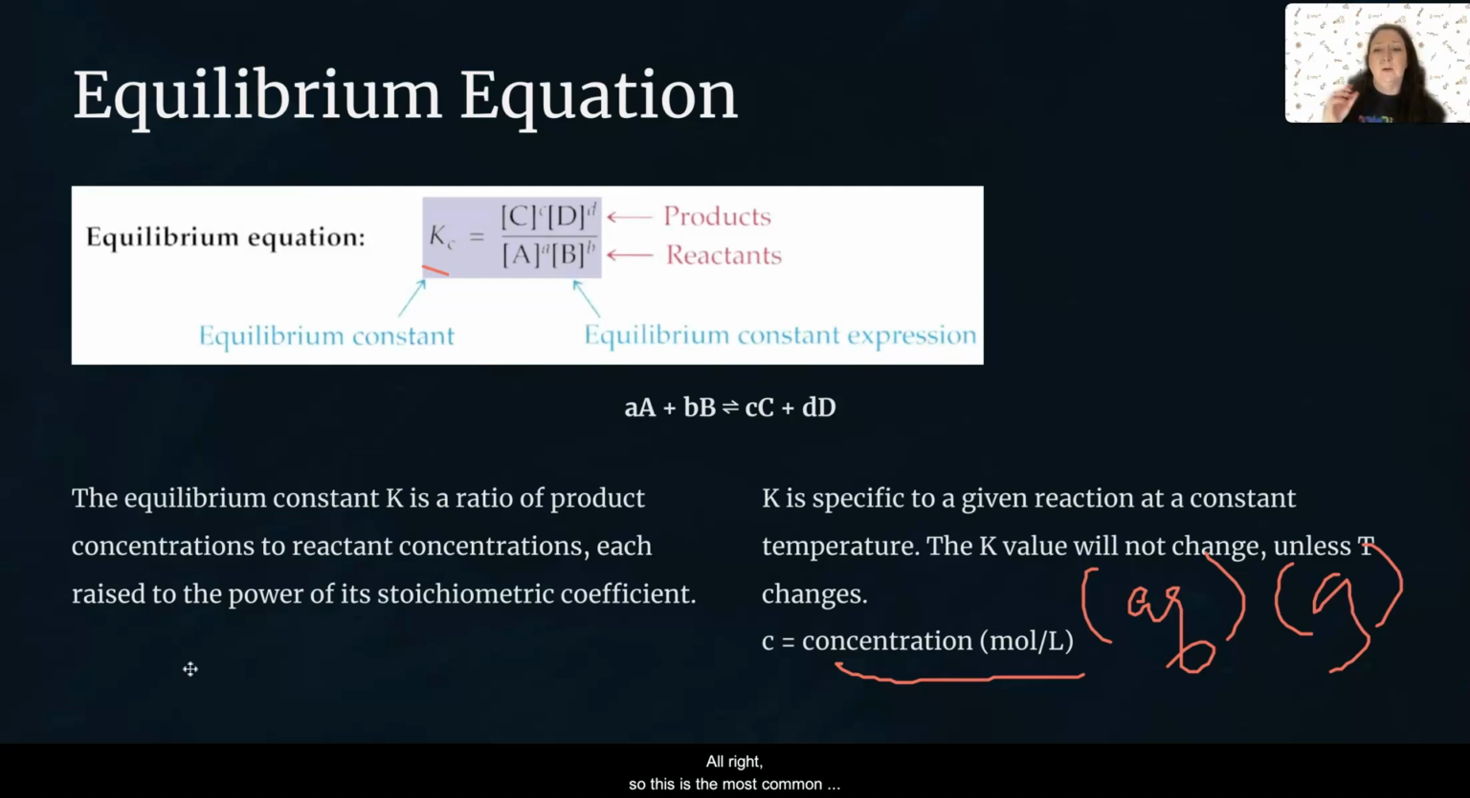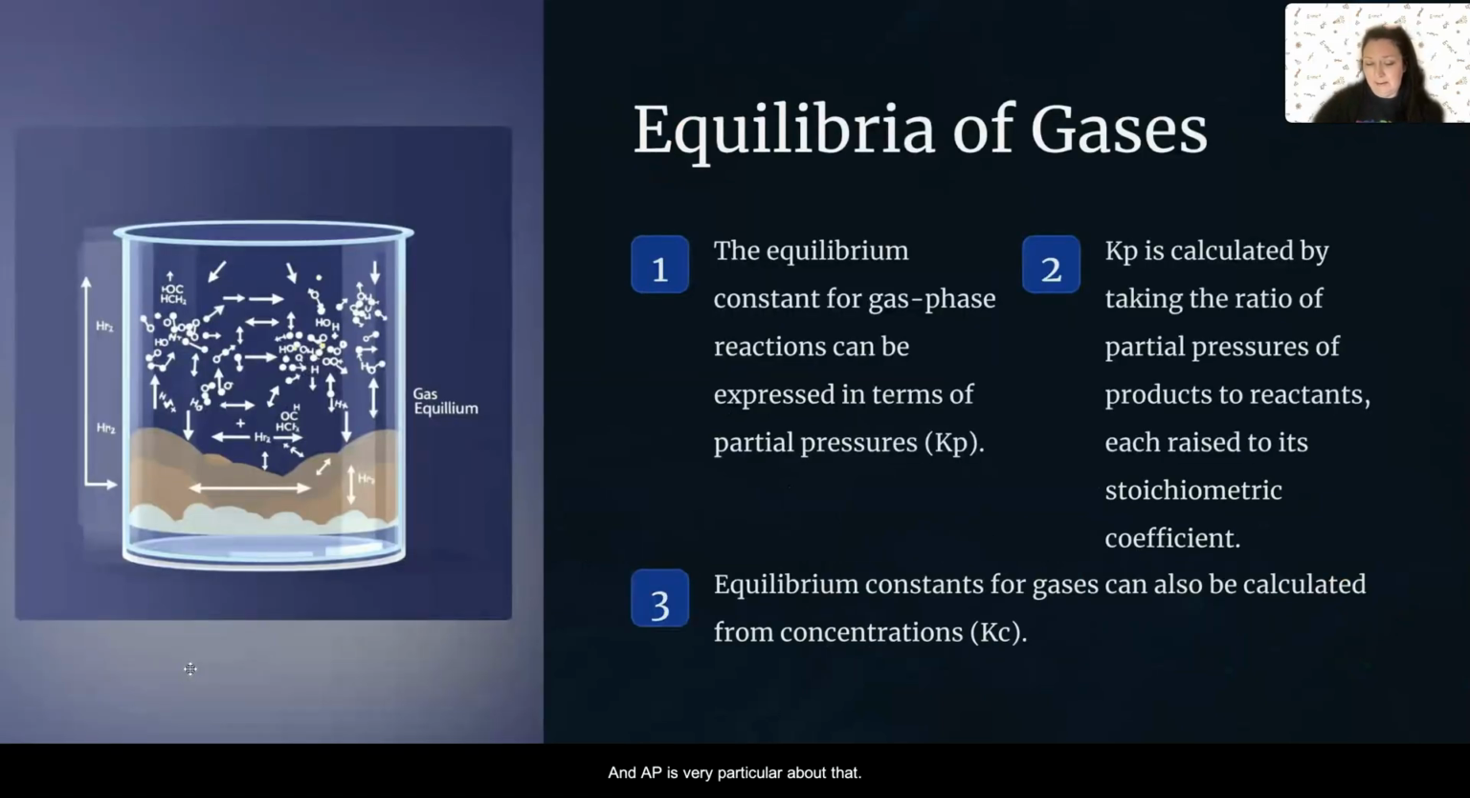All right, so this is the most common equilibrium expression that you're going to see right here, where you're dealing with basically a concentration. So that's why we have brackets, and I'm going to talk about that because it's so important that you have, number one, brackets if it is a concentration, and number two, that they look like brackets. And you'll see why when we get to something called the Kp. AP is very particular about that.